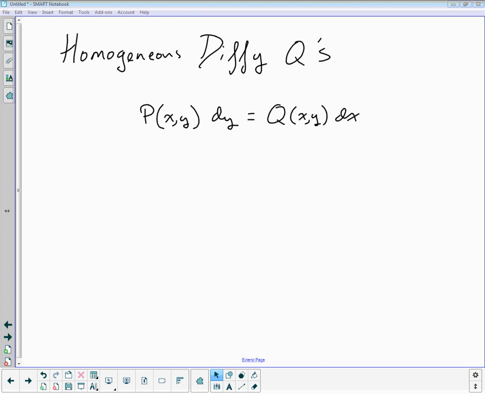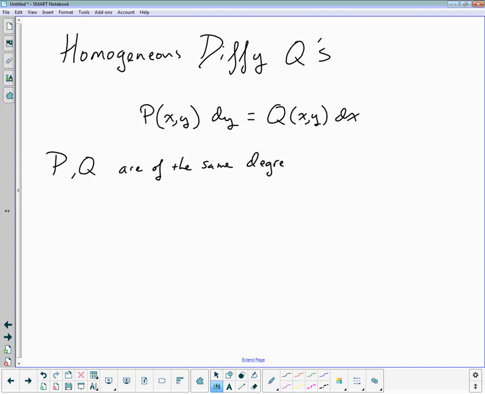Now you have some function of x and y times dy and some function of x and y times dx, and you can't tease those x's and y's apart. One thing that's important is that P and Q are the same degree. So if one of them has an x squared, the other has to be also x squared or y squared of some degree. The exponents have to be the same on both sides, or at least the largest exponent has to be the same on both sides.